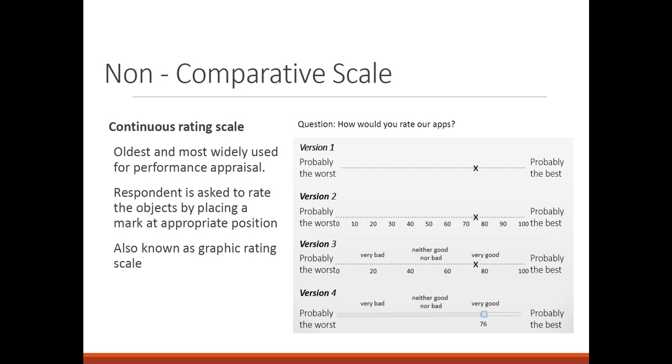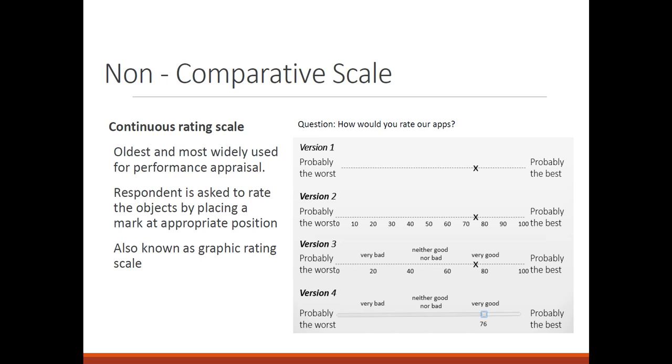So we have a continuous rating scale. You can see that these are all continuous lah. You have the numbers here. You can put probably the worst, probably the best. So they just put the value here on the scale. So this one is continuous. As you know, continuous is a ratio or interval.